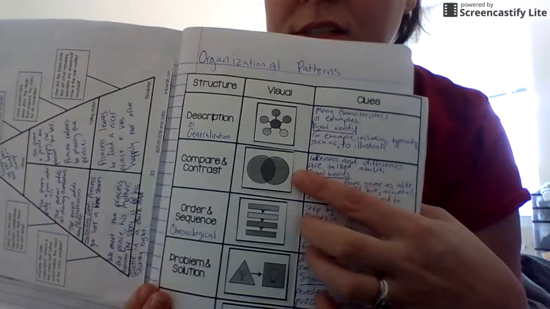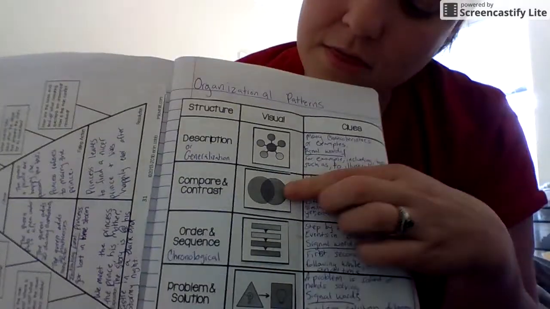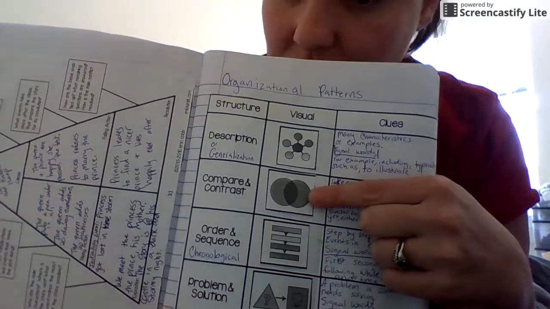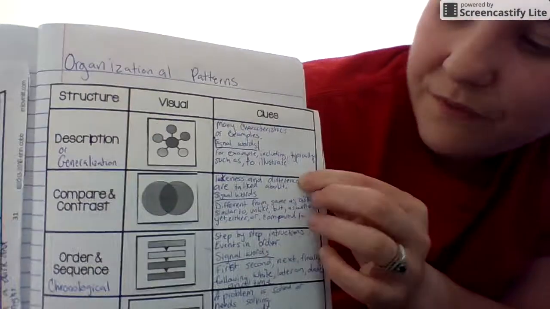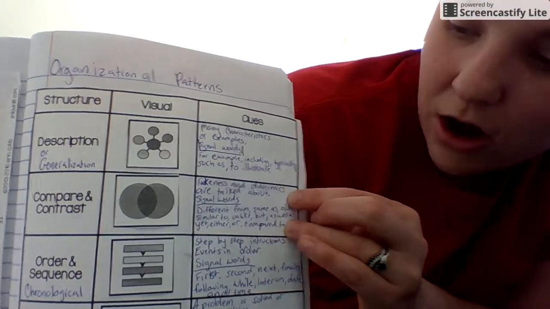The second one is comparing and contrasting. Comparing and contrasting is when you'll have two things, similar and different. This right here is going to be the graphic organizer we're going to use for comparison and contrast. So you glue here under visuals. And for this, it's going to be likenesses and differences are talked about.